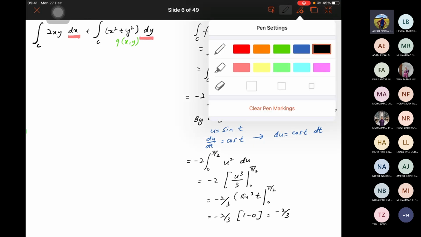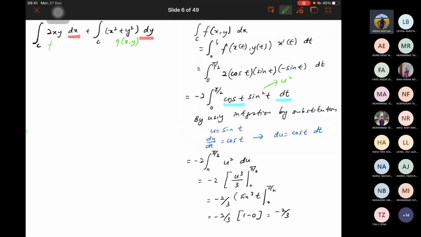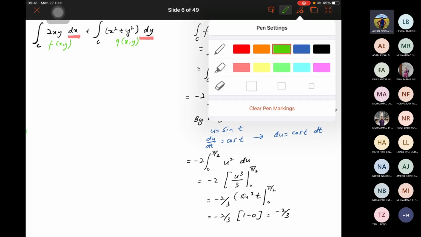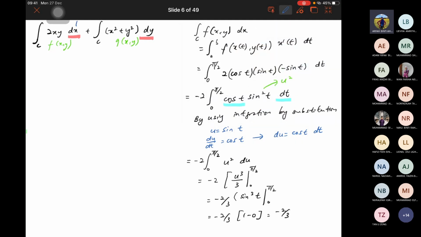So that is the first part, that is your f of xy. Then the second part, g of xy. So this is your first and this is your second. So the first one, and now the second one.